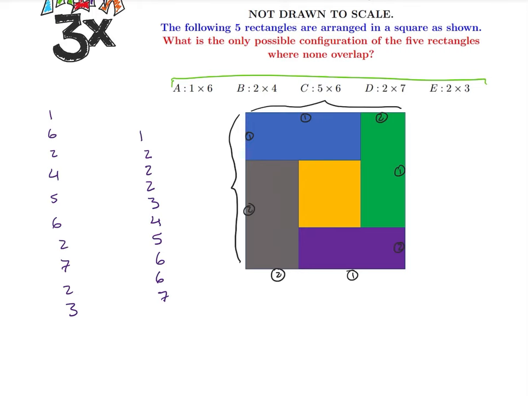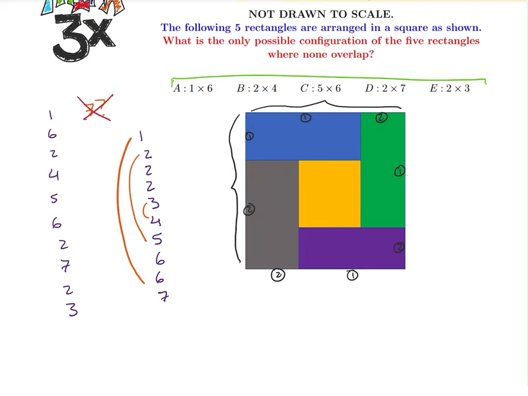If I try 7, so let's try them adding up to 7. I would need a 1 and a 6 together. I could use a 2 and a 5. I don't have any other 5s, so I would have to go a 3 and a 4. And we notice that I only have 3 combinations, so it's definitely not going to be 7.